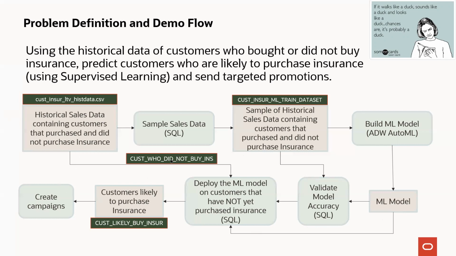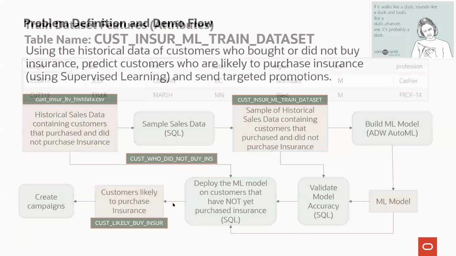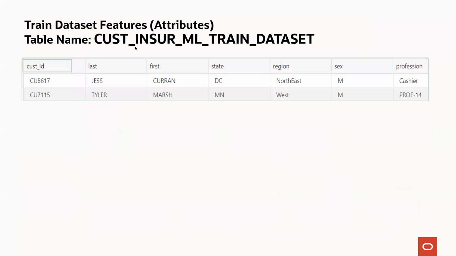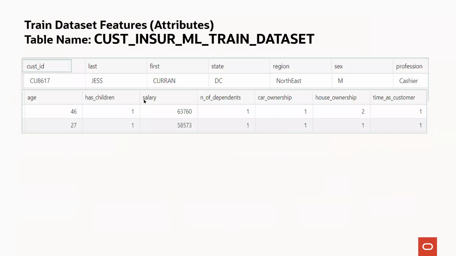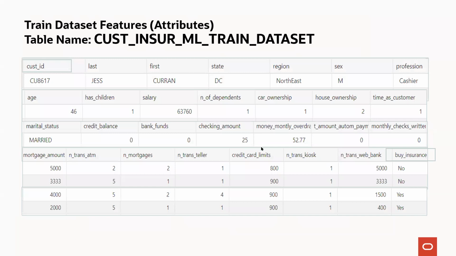All right. So these are the customers who did not buy. And so essentially, it's just a SQL statement, right? That's a SQL statement. And then this is the likely customers. Okay, moving on. So the customer table, right? This customer insurance ML trained data set has many, many columns. Customer ID, last name, first name, and so on. And it has got age, has children, salary, and so on, and so on.